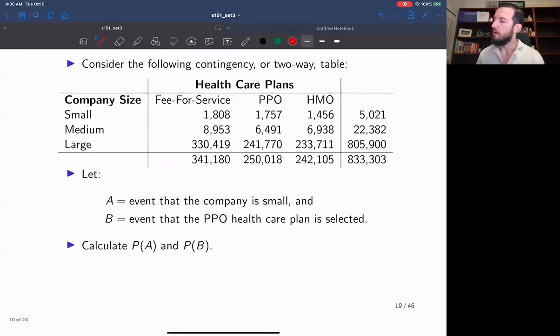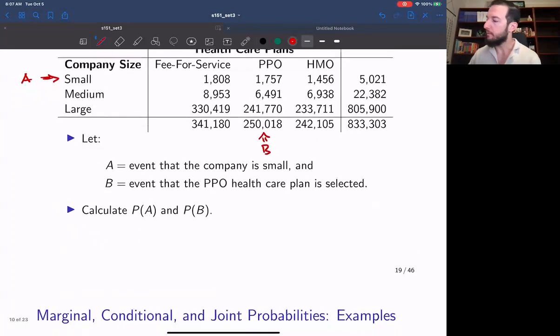Okay. So we're going to define two events for our contingency table. We have event A, the company is small, and event B, that the PPO healthcare plan is selected. A is going to correspond to this row here, and B is going to correspond to this column here. We are asked to compute the probability of A. This is the probability that the company is small.